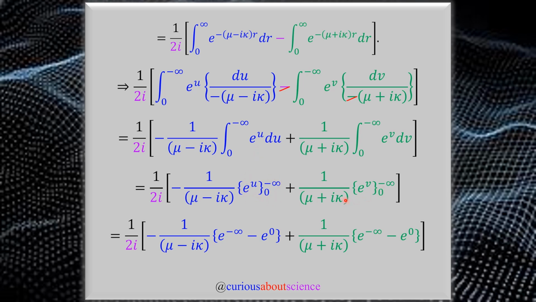Now we have our limits, evaluate it. This e to the negative infinity goes to 0, although it's an improper integral. We just kind of hand wave it in physics, so we're all right. Then e to the 0 goes to 1, so we end up with 0 minus 1, and that leaves us with a negative 1 in the brackets, so let's clean this up.